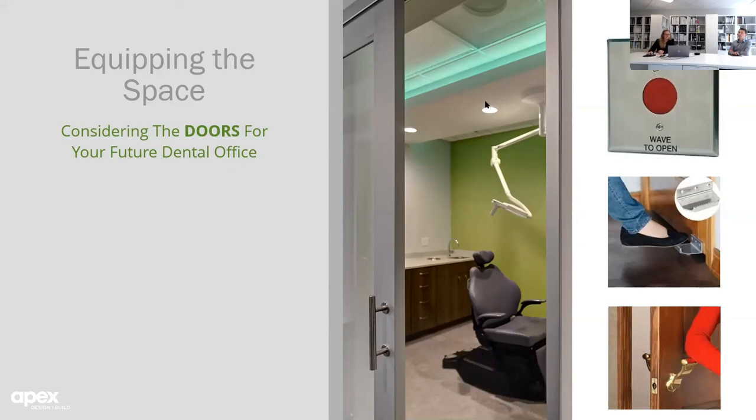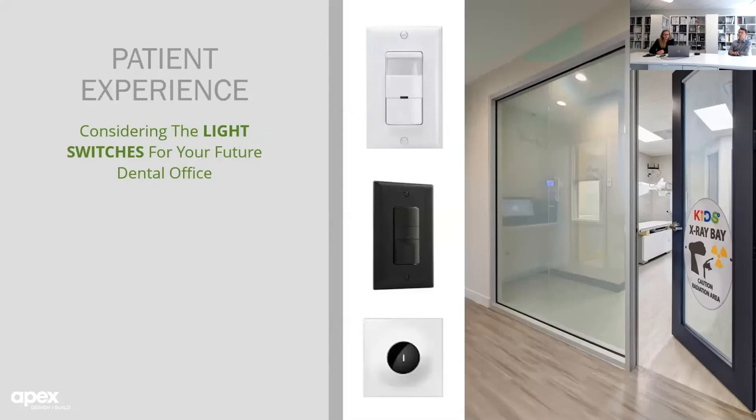So we touched on doors. Light switches are the next highest high touch areas where contamination might happen. There's motion sensors. I think we've seen them all. A lot of municipalities actually require motion sensors in bathrooms and in offices. And there's also another product out there that's a wave switch. So you just wave in front of it, a few inches in front of it, and it turns off and on. We actually incorporate a wave switch like this in one of our offices here.